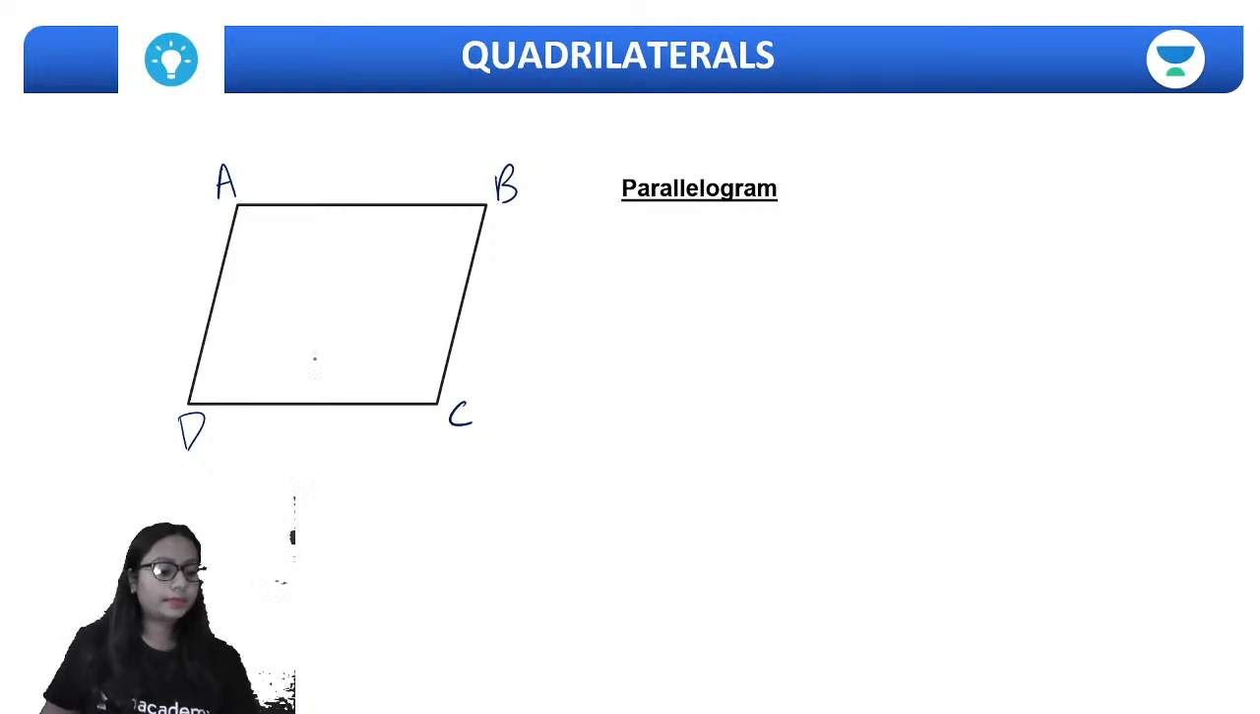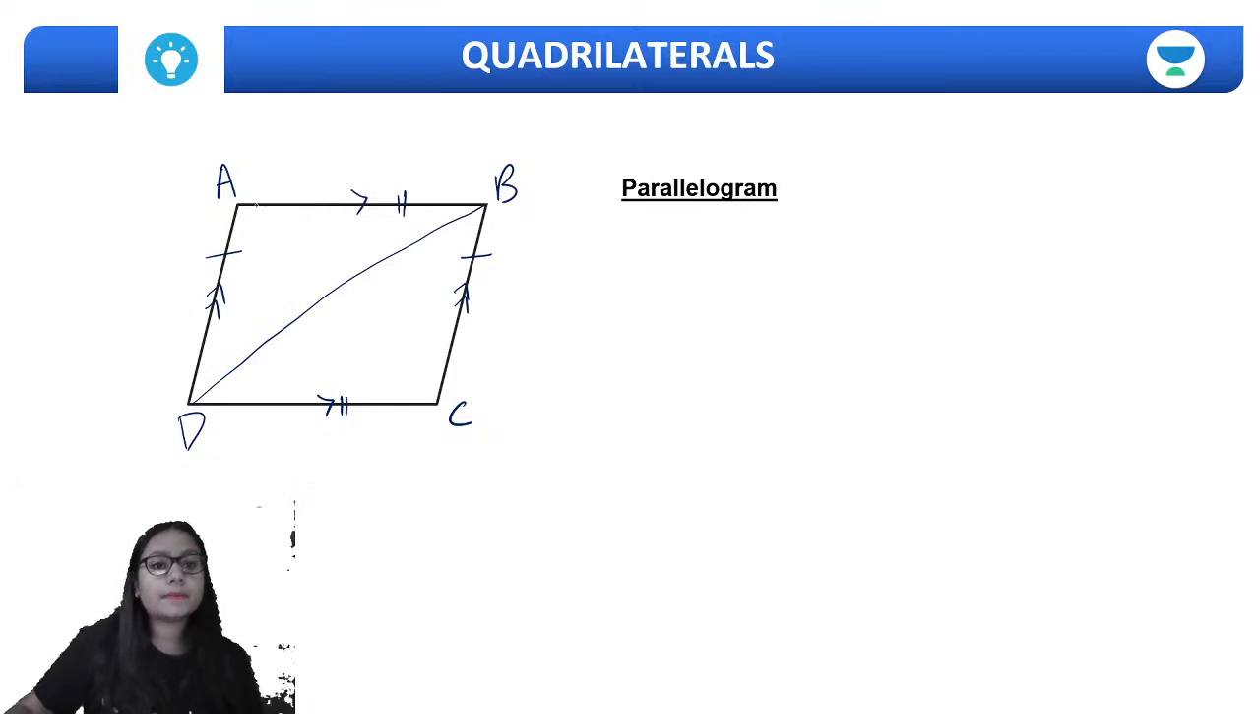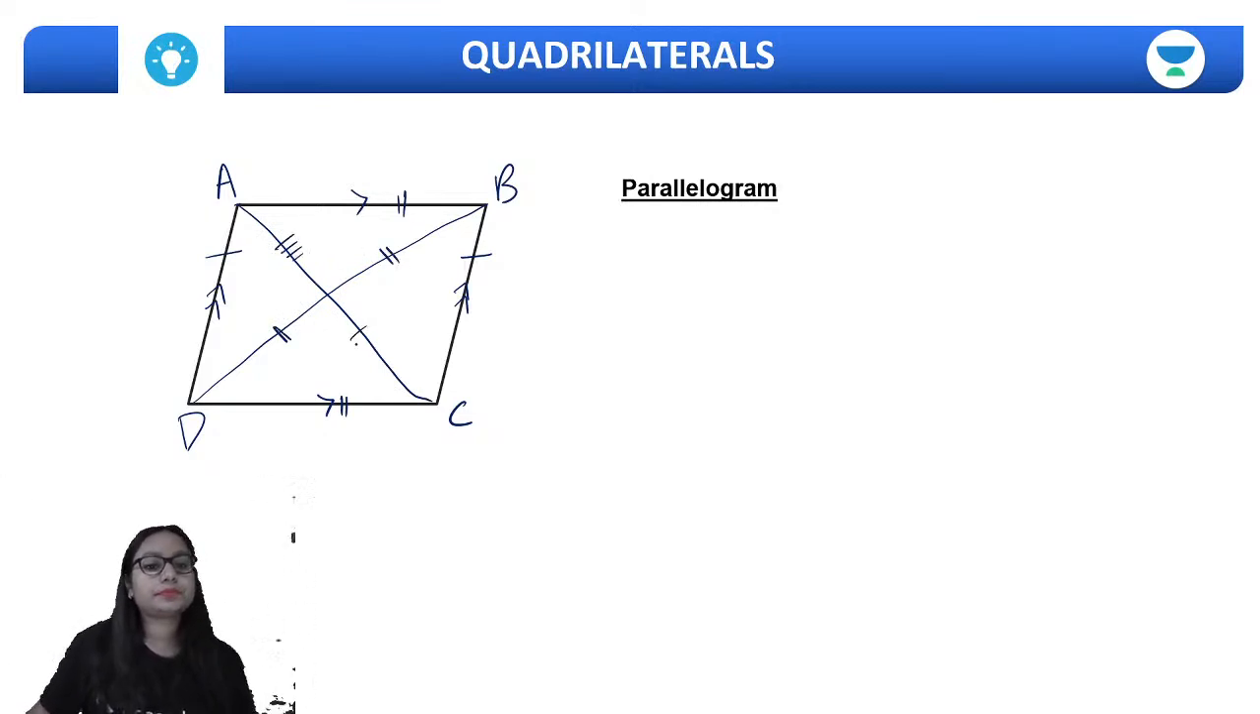Okay. Let's proceed. So parallelogram. What is a parallelogram? In a parallelogram, the opposite sides are parallel and equal. Similarly, this side is parallel to this side and they are equal. The diagonals of a parallelogram are not equal, but they bisect each other, so these segments are equal. Now the opposite angles are also equal in a parallelogram.